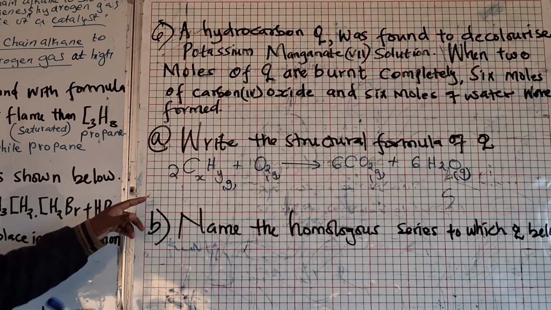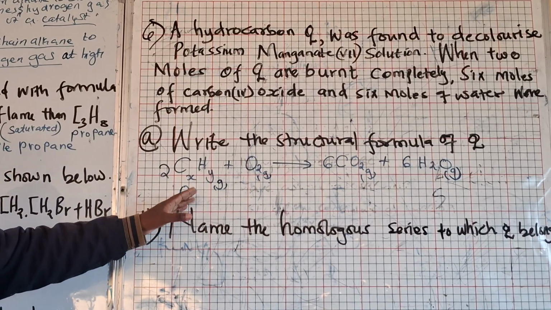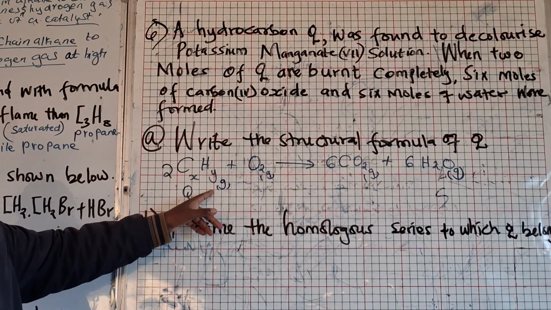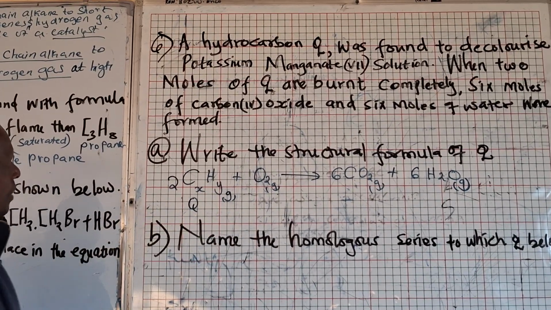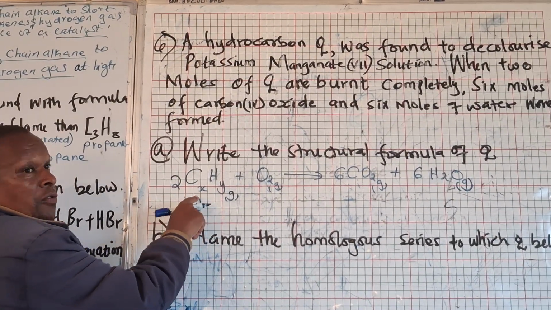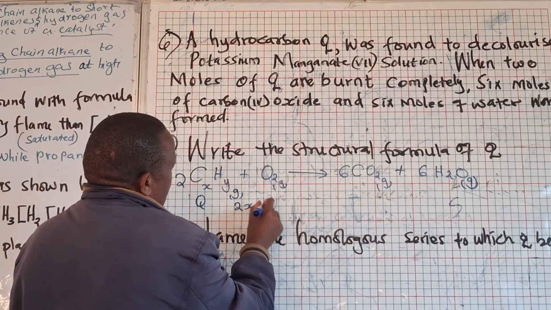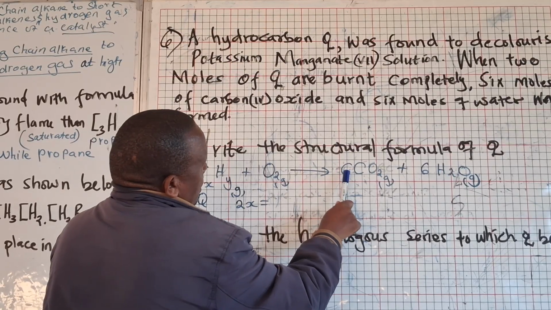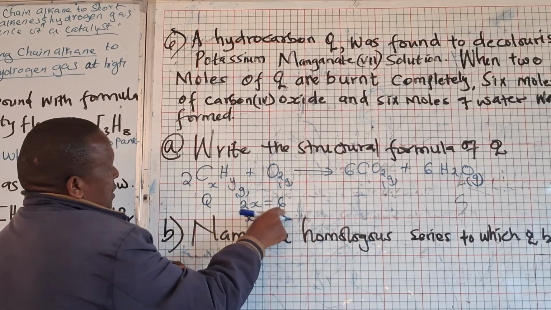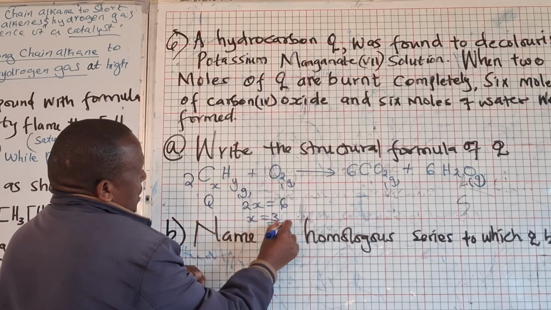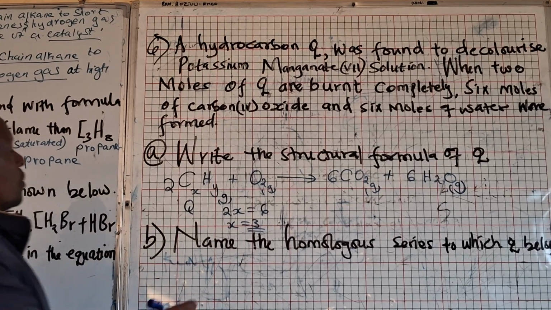To be able to write the structural formula of Q, this is our Q. We balance the equation, we get the value of X and Y. The equation is already balanced, but what is X and what is Y? Now, 2 times X, 2X, to know the number of carbon atoms. 2X is equal to 6 times 1, 6. So X is equal to 6 divided by 2, which is equal to 3.